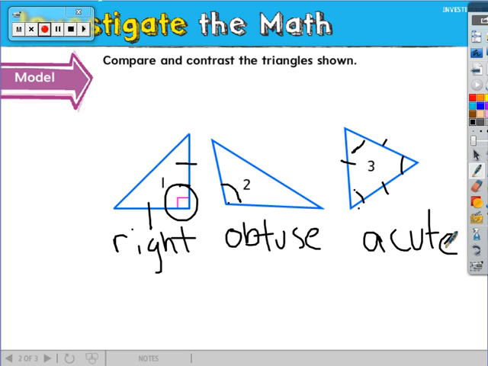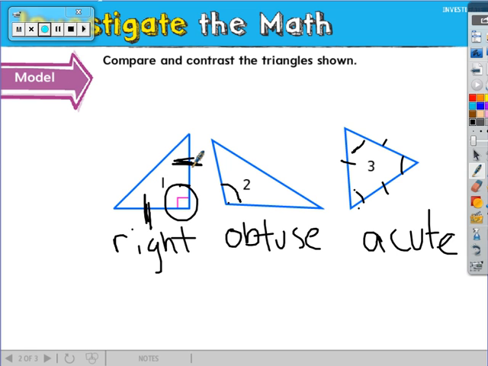Okay, so that's an acute angle. So, we just classified all these triangles based on their angles. These are the angle names. Okay? You can also classify them based on their sides. So when we go through, this one has 2 sides that are equal.